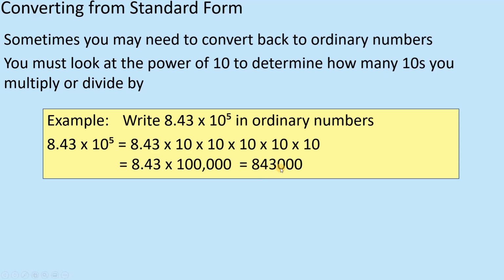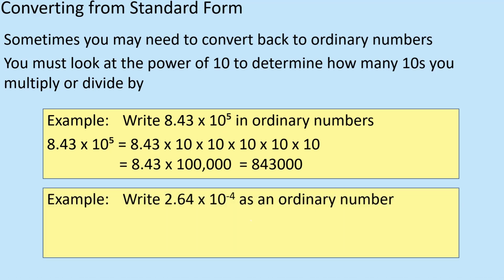All right, so 843,000 is the actual size of that number. All right, so times it by 10 5 times, it's times by 100,000. So again, I moved 1, 2 to get to 843, and then I need another 3 to get 5.